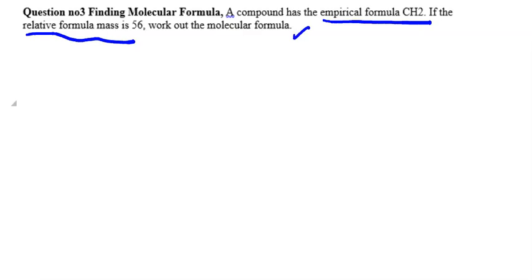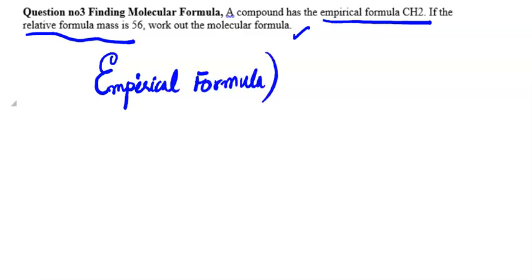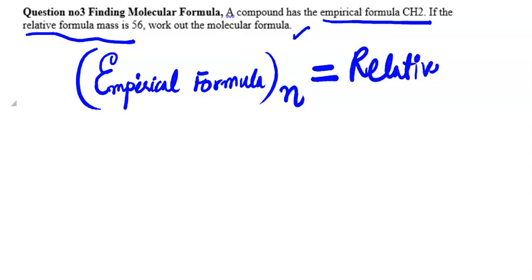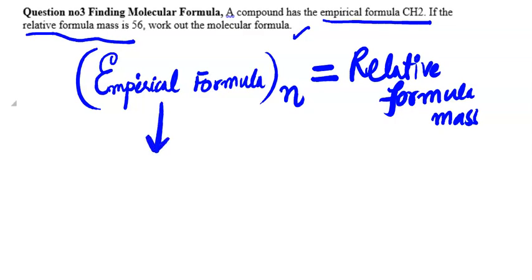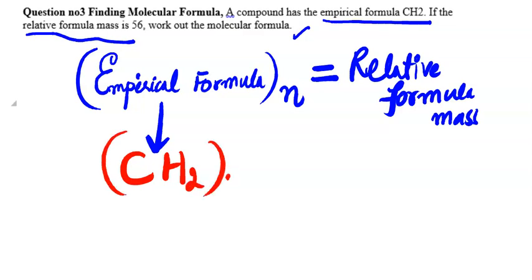Now, the formula is, we write empirical formula times N equals to relative formula mass. So now what is your empirical formula? Just put the value, that is CH2 given here, and N, and relative formula is 56. Now you just put the values.